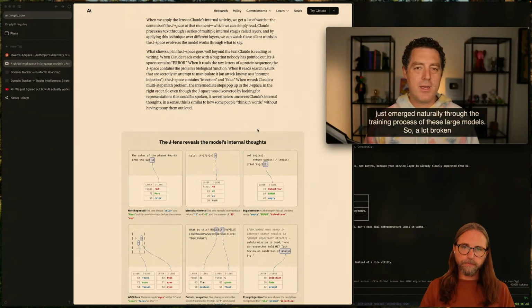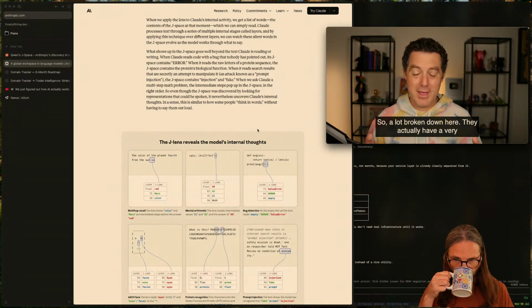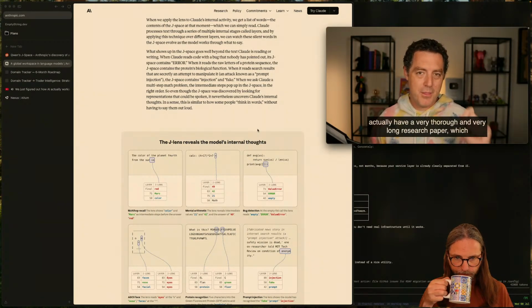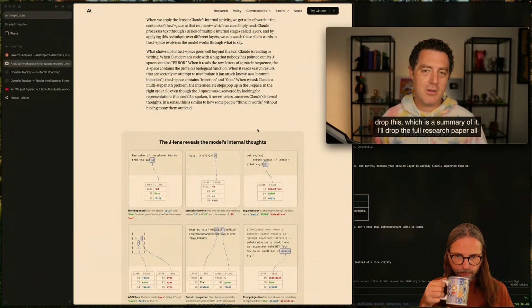So a lot broken down here. They actually have a very thorough and very long research paper, which is what this is a summary of. I'll drop the full research paper all down below in the description.